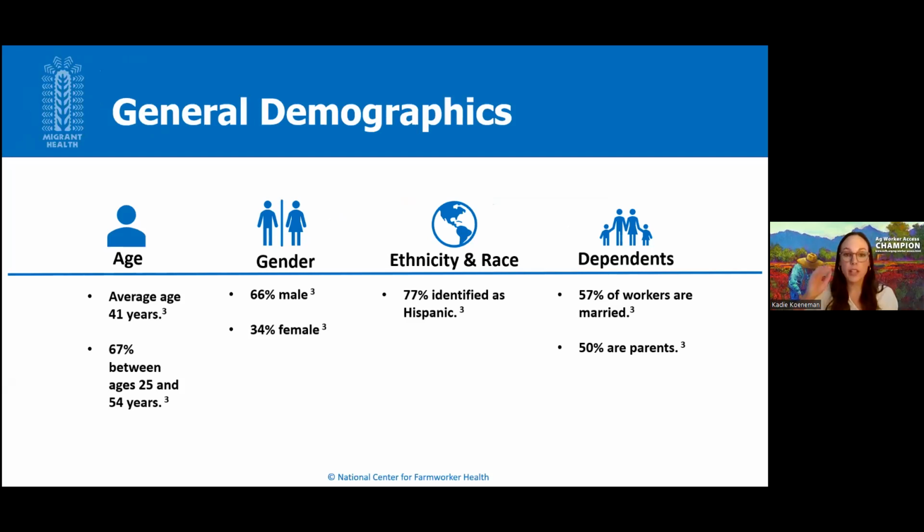So looking at some general demographics, the average agricultural worker is 41 years old, with 67% of ag workers falling between ages 25 and 54. So about 1/3 of ag workers are younger than 35. 66% of ag workers are male and 34% are female. With ethnicity and race, 77% of ag workers identify as Hispanic. Among US-born workers, 30% self-identify as Hispanic. More than half of ag workers are married, about 57%, and half of ag workers are also parents.